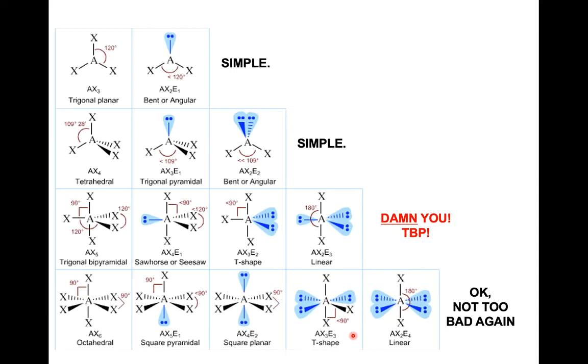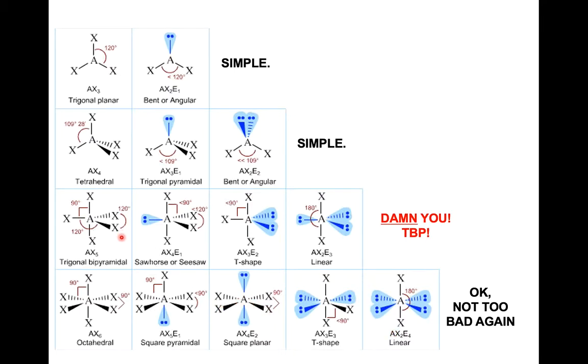Next, we have T-shape. For this T shape, the first two lone pairs go 180 degrees from each other. All of these are equivalent, so we go in and replace a third bond pair with a lone pair, and what we're left with is T-shaped. And then finally, if we have four lone pairs, they go all 180, 180, and 180. What we're left with is the bonding pairs here are linear.